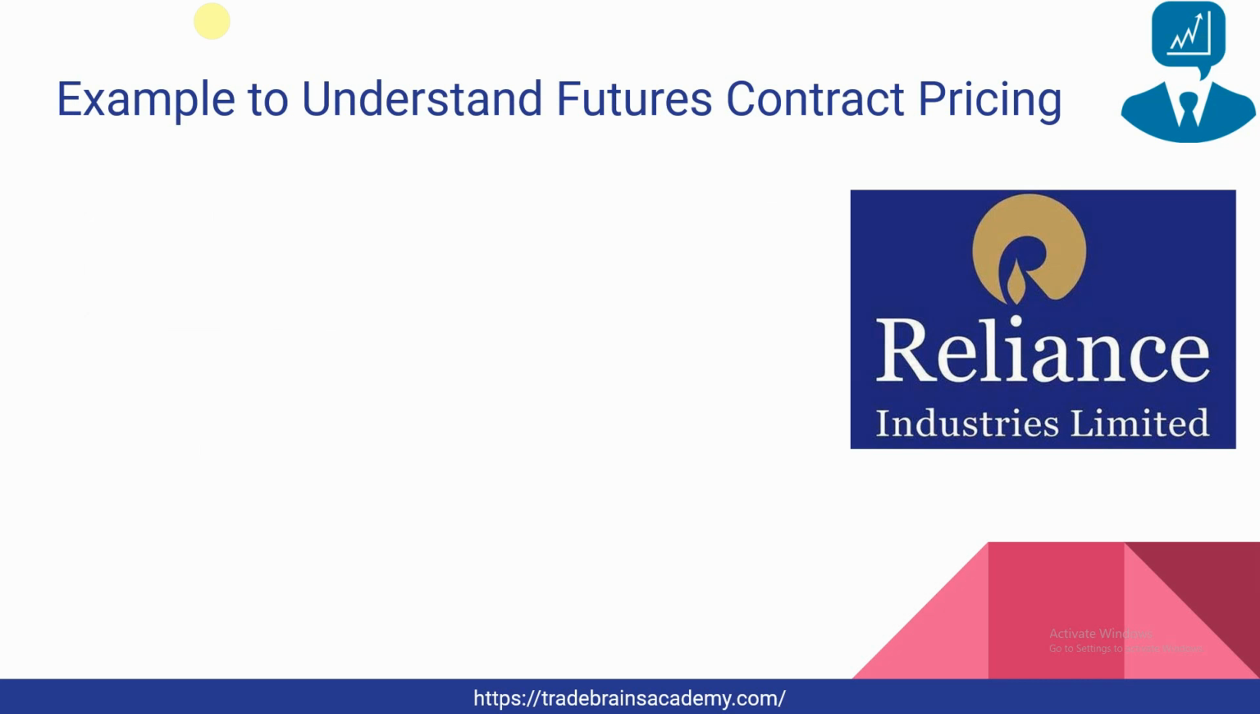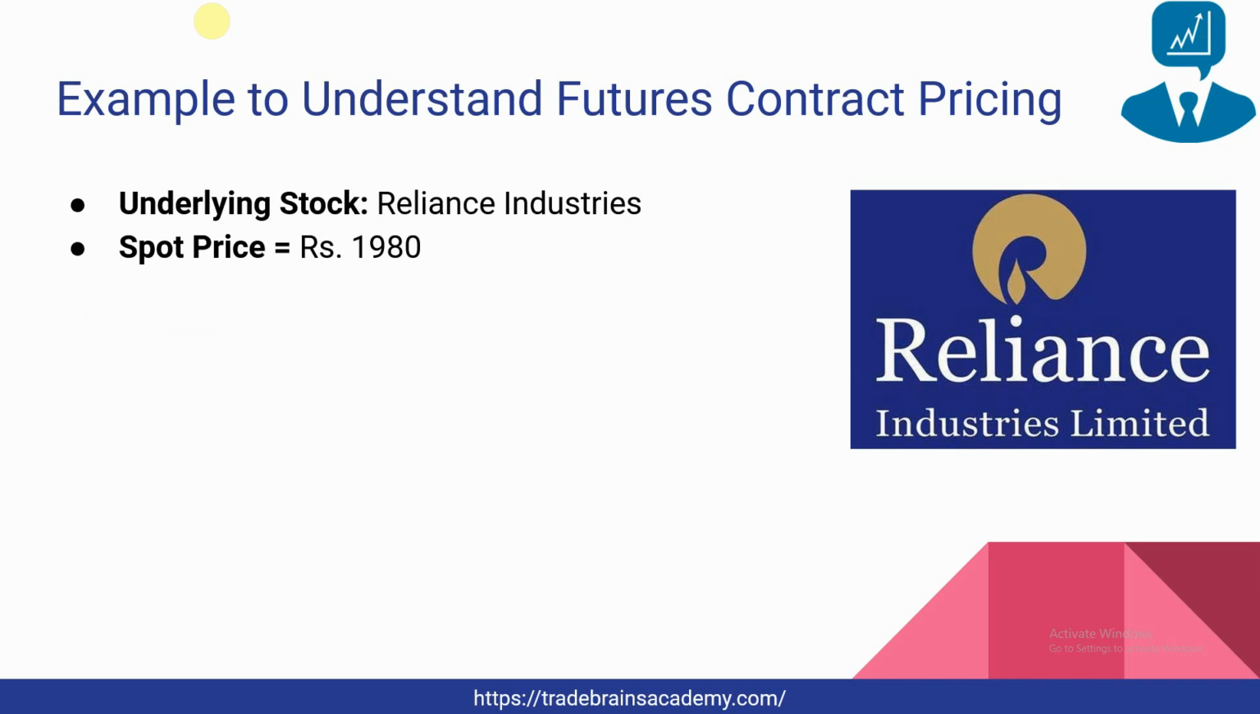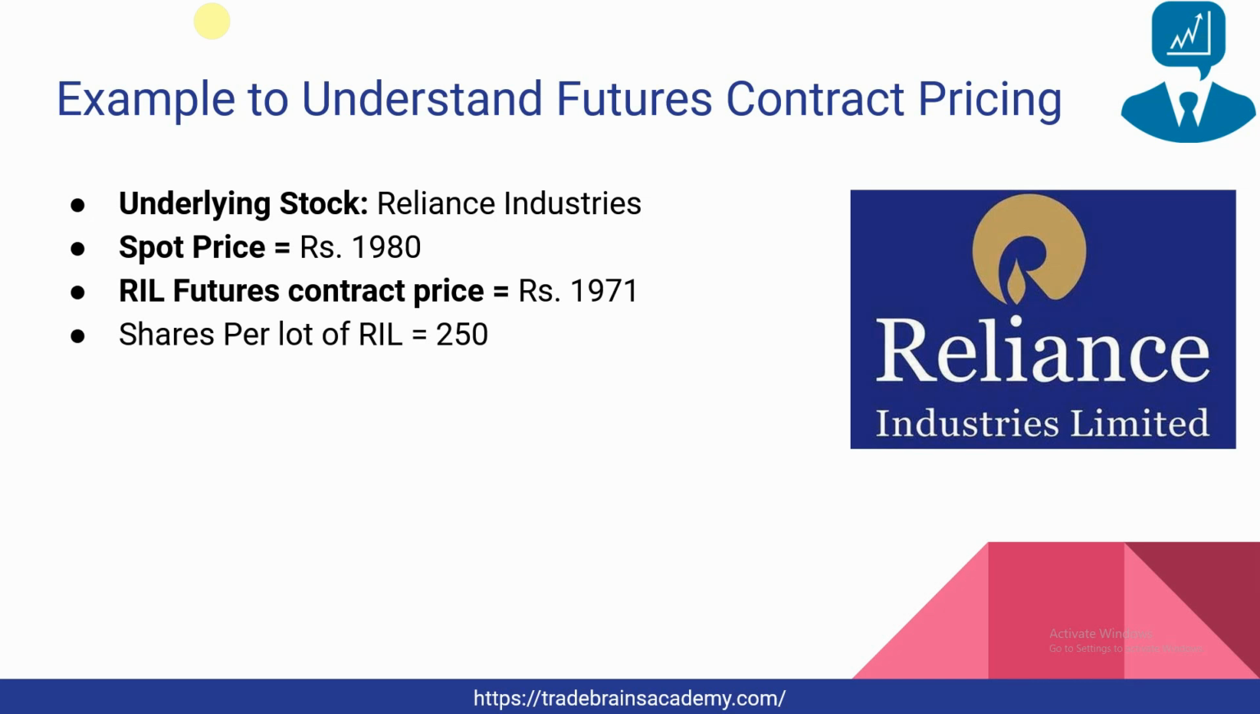Now let us understand futures contract pricing with the help of a simple example. The company under consideration here is Reliance Industries Limited, and the spot price of Reliance is, say, rupees 1980, and the futures price for Reliance is 1971. There's a difference. The difference is because of a mathematical calculation, which I'll be explaining in the chapters to follow. And the number of shares per lot of a futures contract of Reliance Industries is 250 shares.